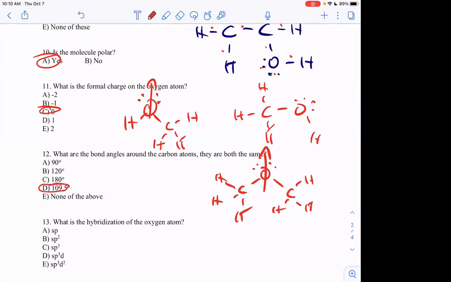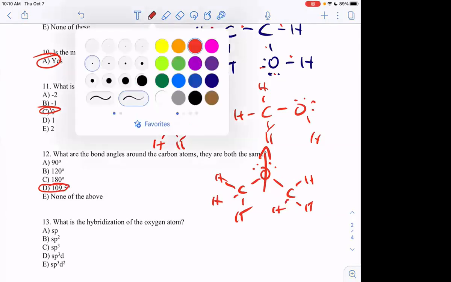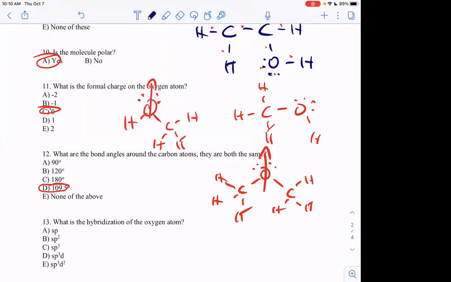What is the hybridization of the oxygen atom? Doesn't matter which one you drew. sp3, because we got 1, 2, 3, 4 regions, and therefore sp3, 3p and 1s is the way to kind of sum it up and think about it.